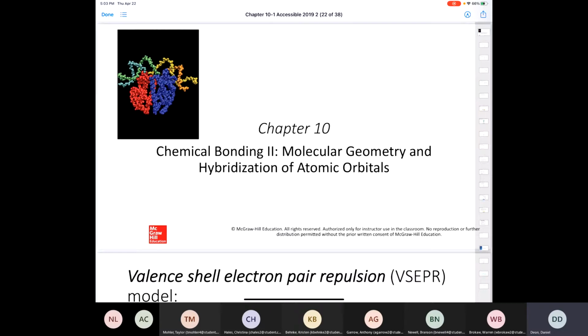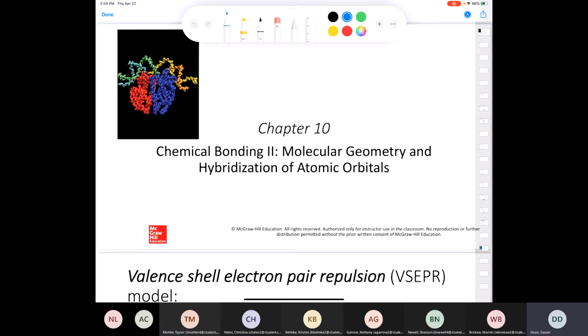And so in Chapter 9, we spent a lot of time looking at Lewis structures, right? We spent a lot of time looking at Lewis dot symbols and talking about valence electrons and then putting the Lewis dot symbols together to make good Lewis structures.